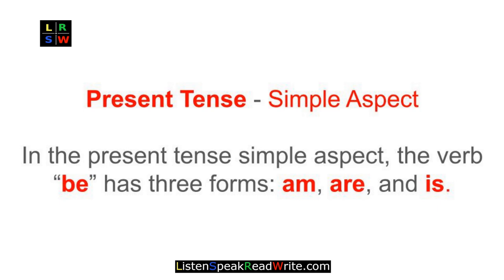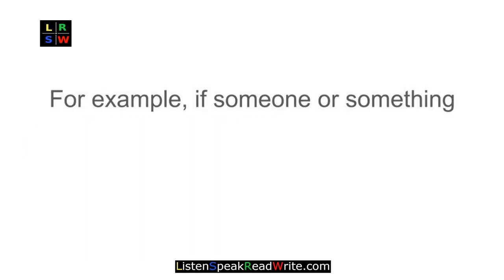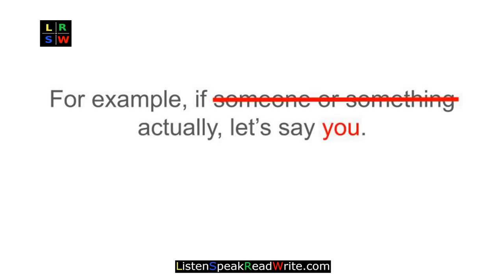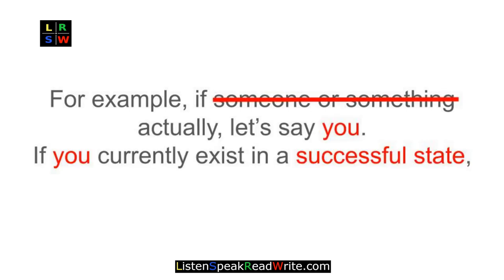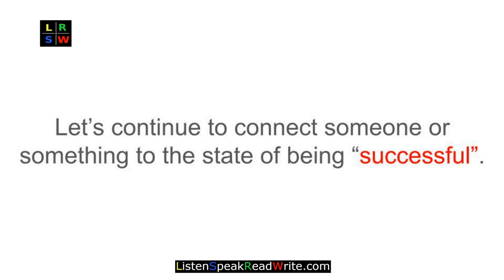Present tense simple aspect. In the present tense simple aspect, the verb be has three forms, am, are, and is. We use these forms to connect someone or something to a state of being in which they currently exist. For example, if you currently exist in a successful state, we would say you are successful.